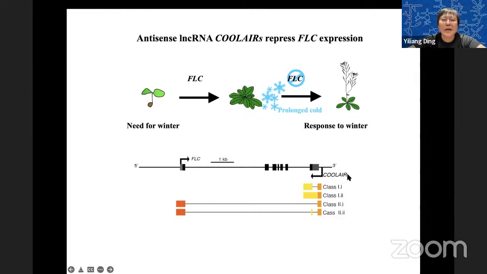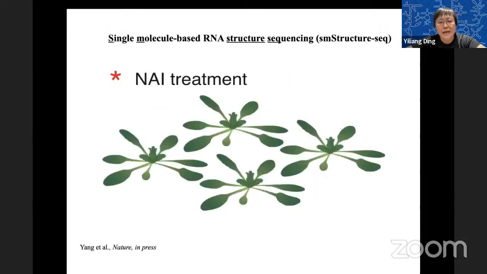Because COOLAIR is a long non-coding RNA, people have suggested that RNA structure should help it function as a suppressor of FLC. However, COOLAIR has different isoforms, and using Illumina sequencing we couldn't separate them. So we developed a new method which not only can separate different isoforms of COOLAIR, but also capture the RNA structure information in living cells for every single molecule. We call this method single-molecule based RNA structure sequencing.